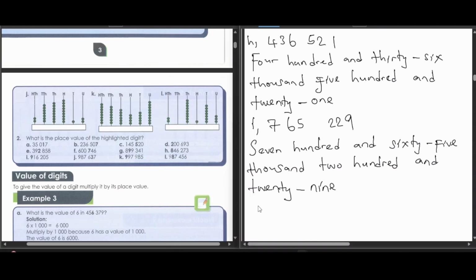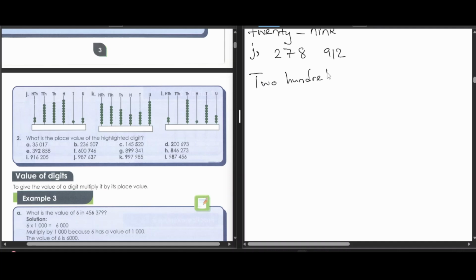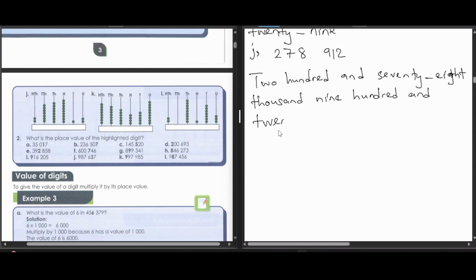So when we look at J inenge iri chi? Tikatarisa J tinoona kuti pakutanga tina 2, toverenga pano 1 2 3 4 5 6 7 1 2 3 4 5 6 7 8 1 2 3 4 5 6 7 8 9 1 2. 278,912. So it's 200 and 278,912. It's 12.